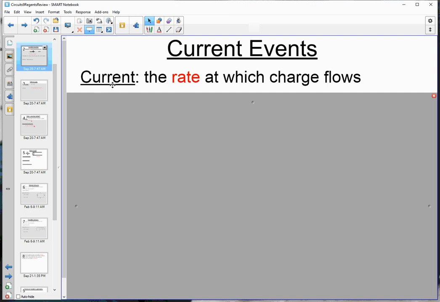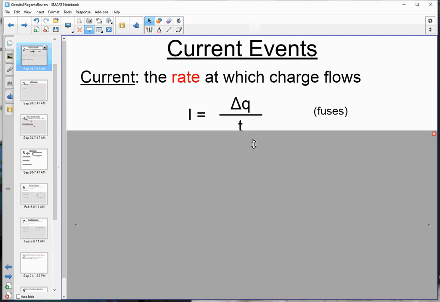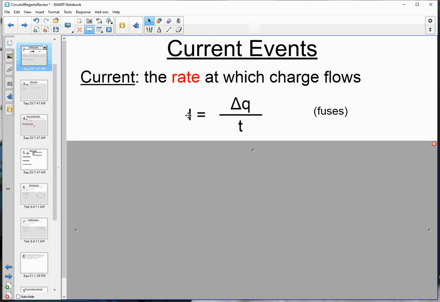First, we learned about the notion of current, which is the rate at which charge flows. If you remember my analogy, current is like water flowing in a pipe. It's the flow of electrons inside the wire. And the equation says I equals delta Q over t.